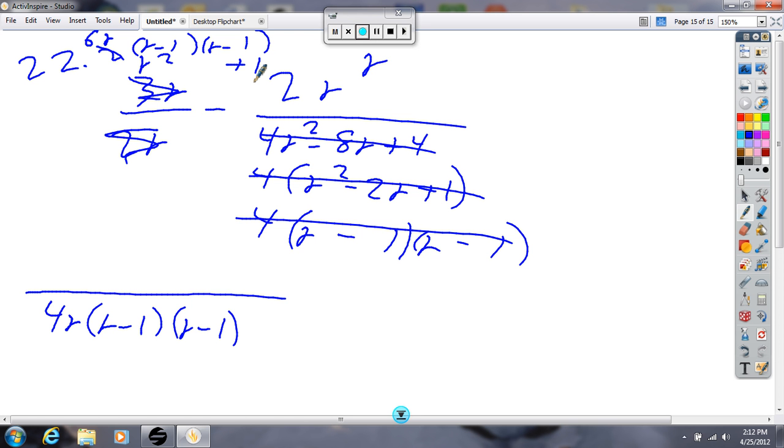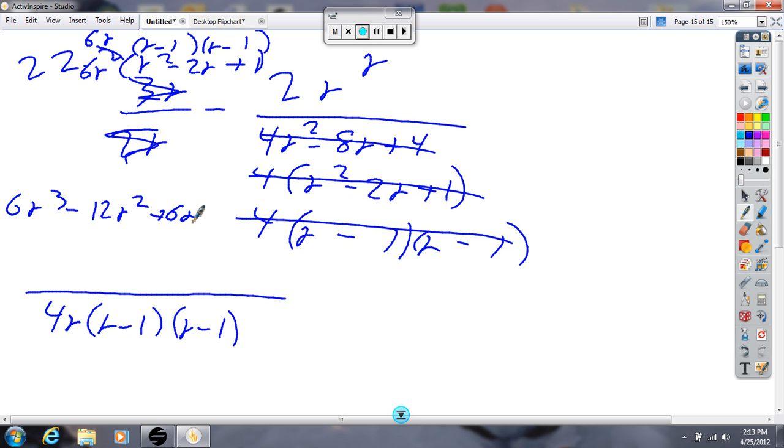What's the outside? Negative 1. What's the inside? Negative 1r, right? What's a negative 1 and a negative 1? Negative 2r. I multiply this, I get this, and I still multiply by 6r. So I now have 6r times r squared is 6r cubed. 6r times negative 2r is a negative 12r squared. 6r times 1, positive 6r.